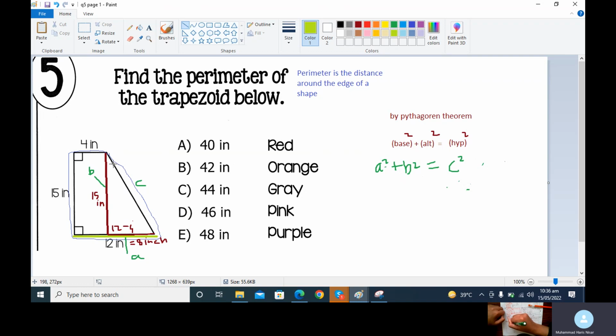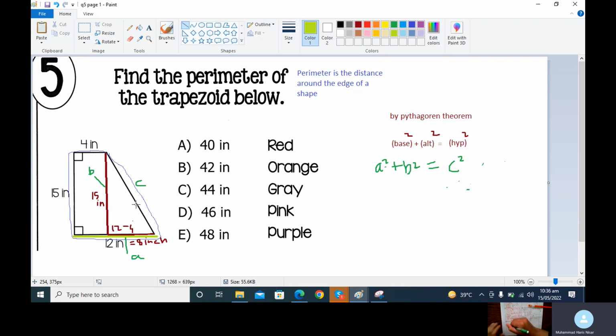The perimeter of a trapezoid is the distance around the edge of a shape, which means that you will need to add all of the sides or edges. So this edge or side is missing. Obviously, we need to find it. So how will we find it?